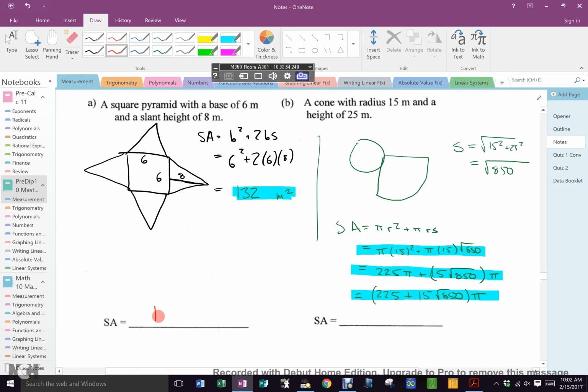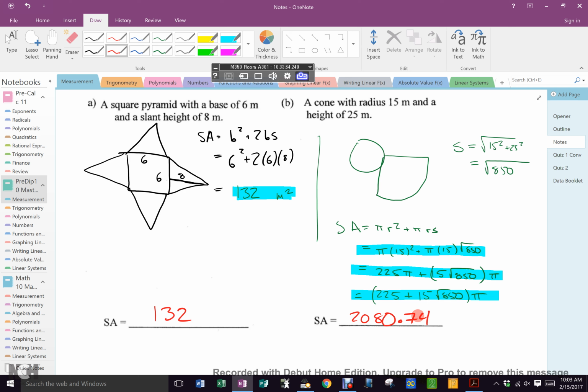So the first one was 132, and this one was 2080.74. Which one? 1,600. For which one? Okay. Everyone's on the right page, yes?